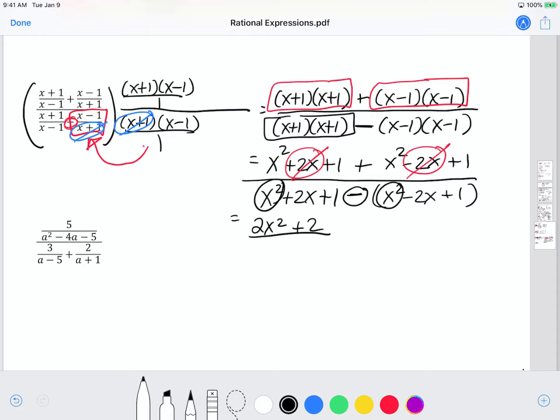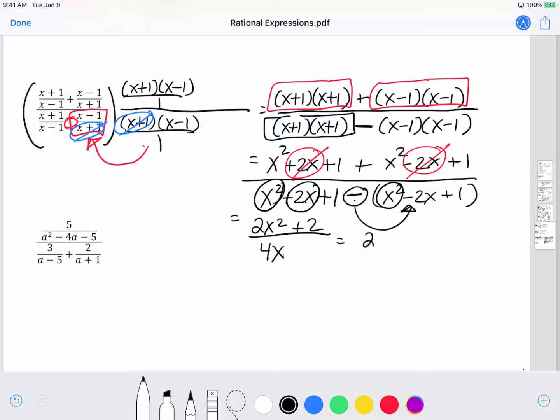So that disappears. I have a 2x, and I'm subtracting a negative 2x because that gets distributed. That's going to give me a 4x. And then when I take the 1 and I subtract the positive 1, that's going to give me 0. So I'm left with 2x squared plus 2 all over 4x.